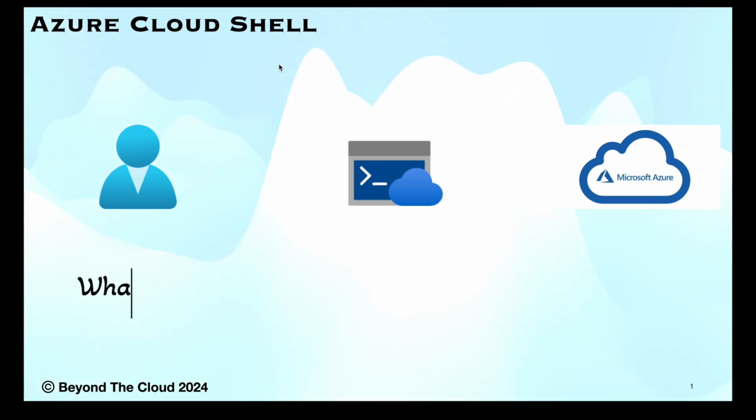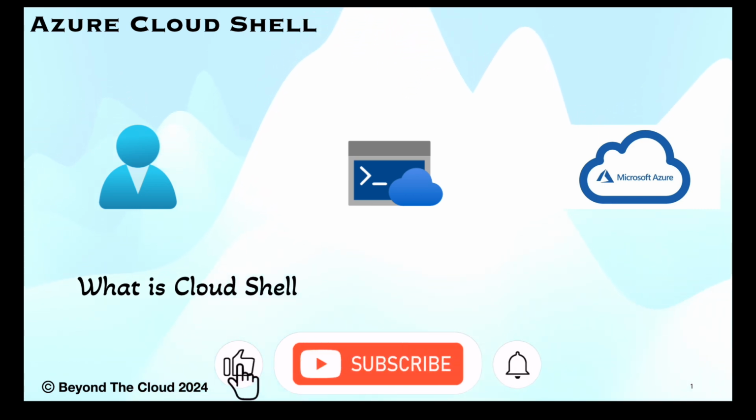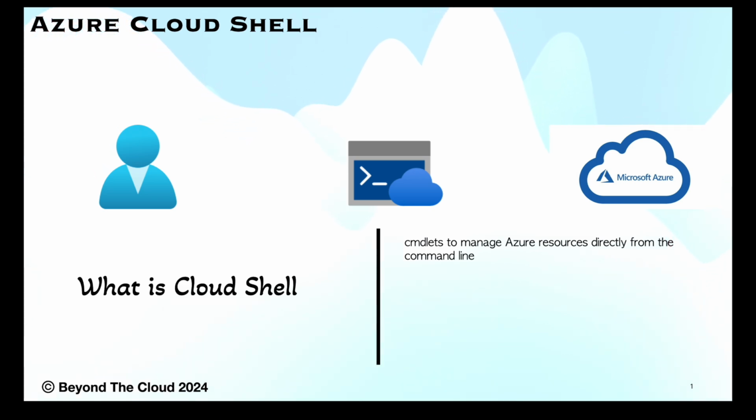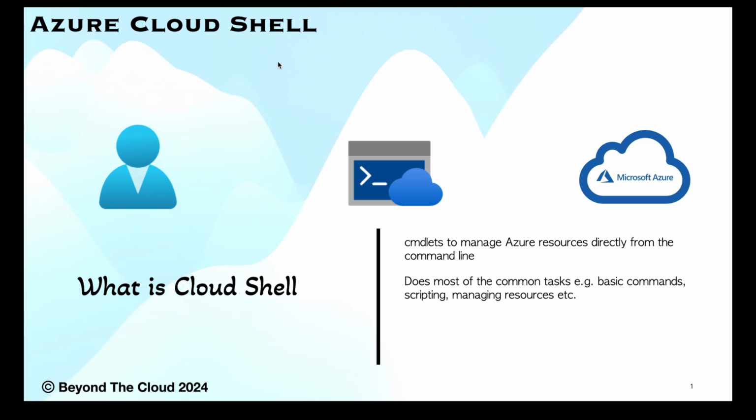So first of all, what is Cloud Shell? It is a set of cmdlets to manage Azure resources directly from your command line. You can just log into your Azure from your command line. It works with PowerShell, and it works with Bash as well. If you have macOS, it works in your terminal. I will show you. Then you can do most of the common tasks like basic commands, scripting, managing resources, viewing your resource groups and subscriptions, creating VMs and everything.